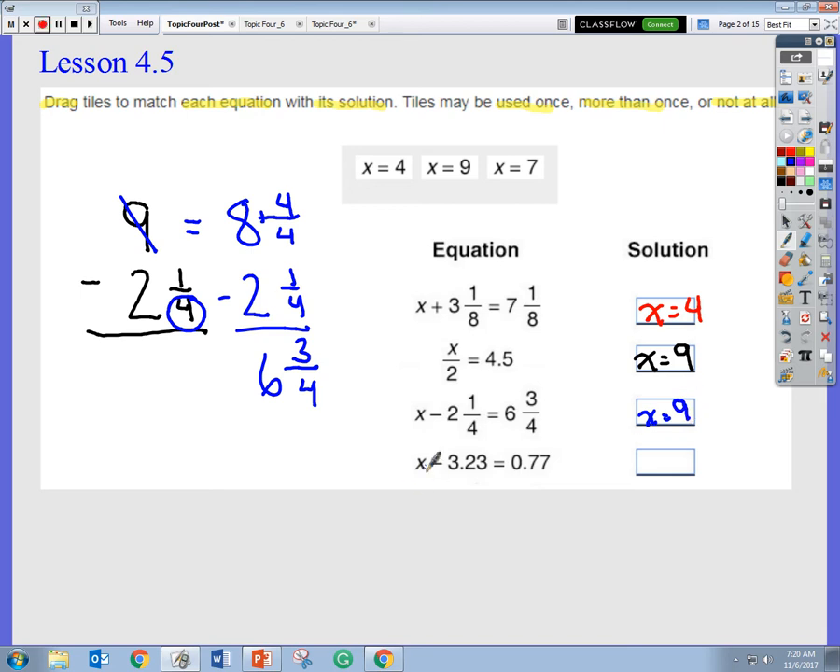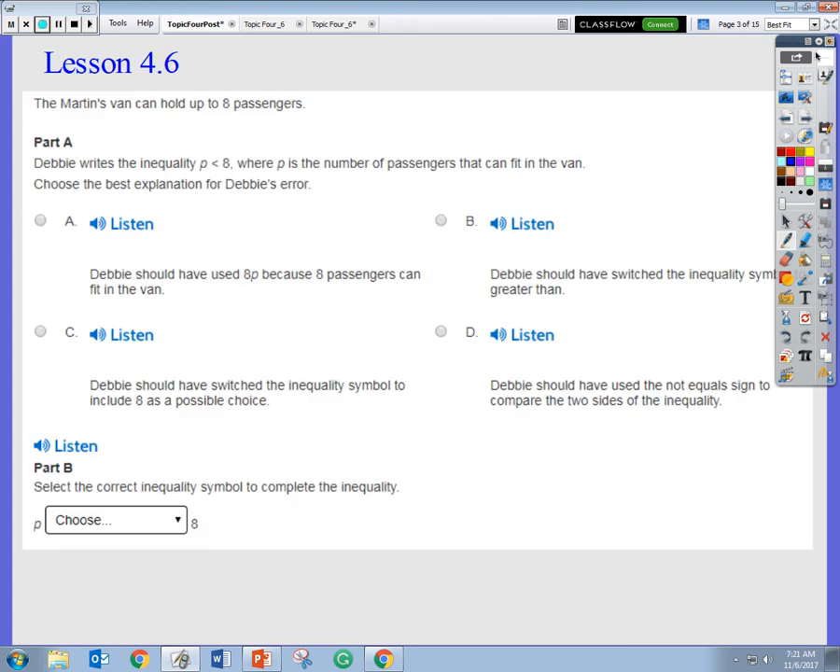Now the last one, something minus 3.23 is 77 hundredths. If I thought about this, I had some money. I spent $3.23. I now have 70 cents left. Obviously, it can't be 9 because I have roughly $6 left. It can't be 7 because I have roughly about $4 left. It has to be x is equal to 4. So I did not use the tile for 7, but that's okay because it said I may not use one of them at all. All right, let's take a look at the next one.